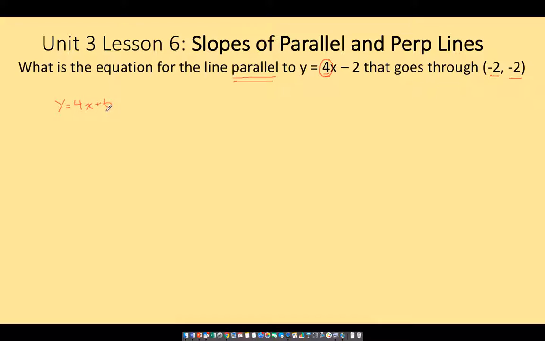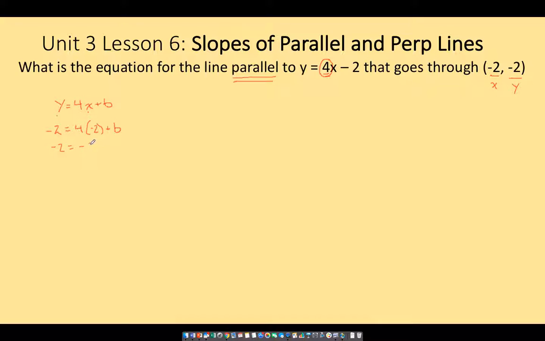Now, do I have a way of finding what the y-intercept is? Well, right now I have too many variables to solve for b, but do I have anything that I could maybe plug in for x and y? Well, sure I do. -2, -2, that's an x value and a y value. Let's go ahead and plug those in. y is -2 equals 4 times x, which is -2, plus b. Well, sure, now I can solve for b, no problem.